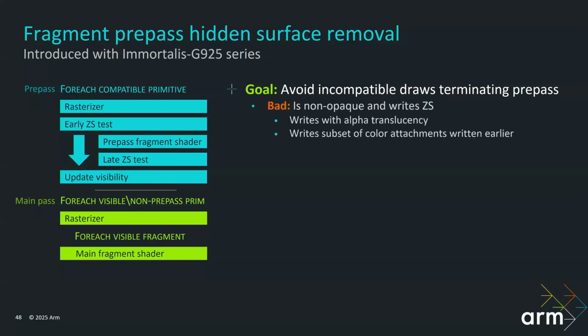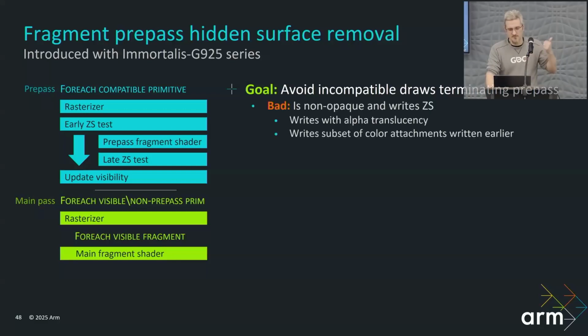So what makes a bad draw call? Non-opaque and write ZS. That's not going to work. We only have one ZS buffer to track around. Non-opaque, the obvious one is alpha translucency. So you're doing some kind of blending. We only have a single state tracker for the whole frame buffer. We don't have one per attachment. It costs too much hardware area.